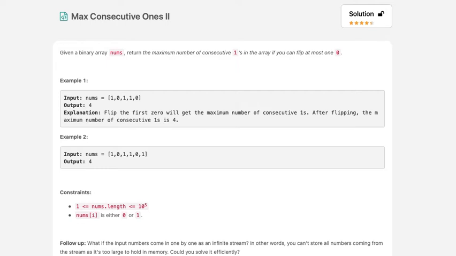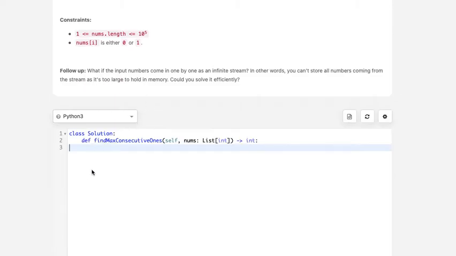Consecutive ones, number 2. Given a binary array nums, return the maximum number of consecutive ones in the array if you can flip at most one 0. So the question might sound confusing, but I'm going to explain it here with an example, and it's going to be very easy to understand.